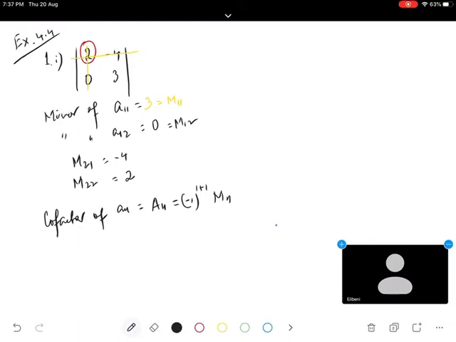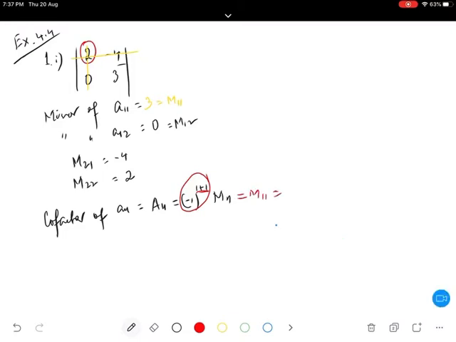So basically, if the sum of row and column is even, then this sign will be plus. If it is odd, it will be negative. I don't need to write this portion. If this sum is even, this one will be positive; if this sum is odd, this one will be negative. So I get the cofactor as M11, that will be equal to 3, right? 3.